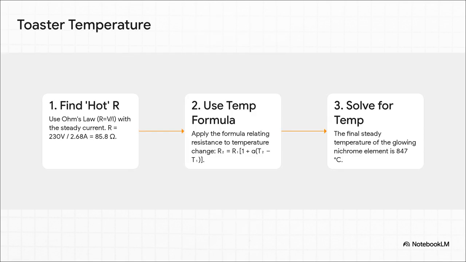First, we use good old Ohm's law to find the resistance of that toaster element when it's glowing hot. We know the voltage from the wall socket, we know the current it draws, easy. Then we use another formula that connects a material's resistance to its temperature. We plug in all the numbers, and there it is. The element inside your toaster reaches a blistering 847 degrees Celsius.